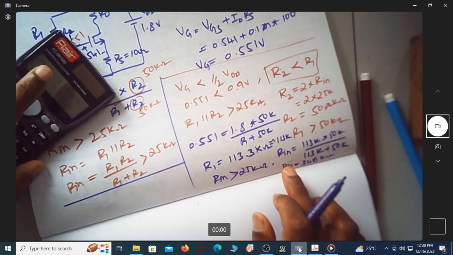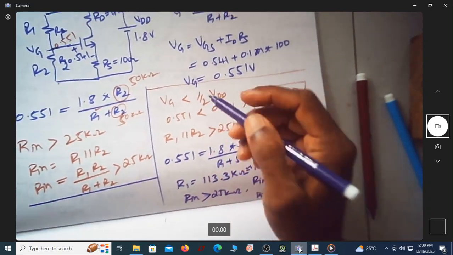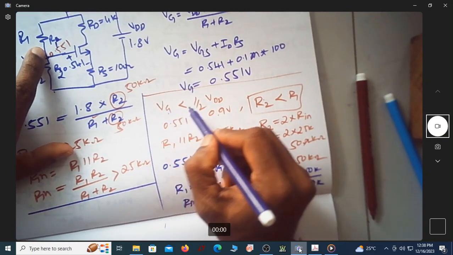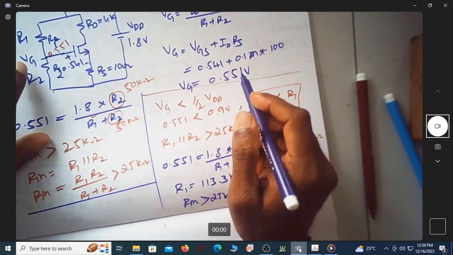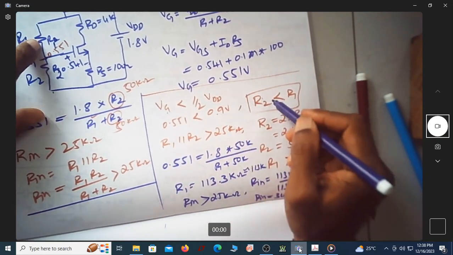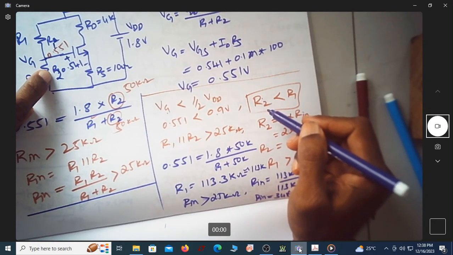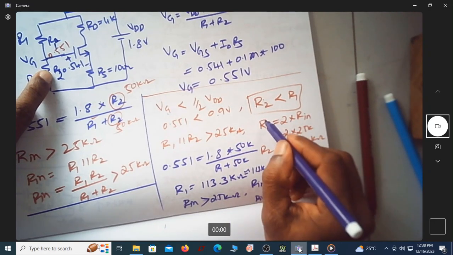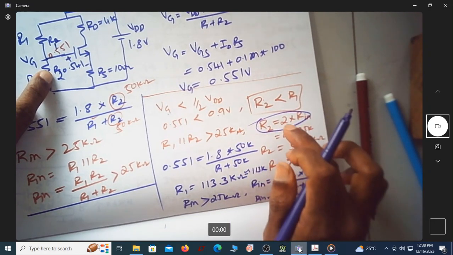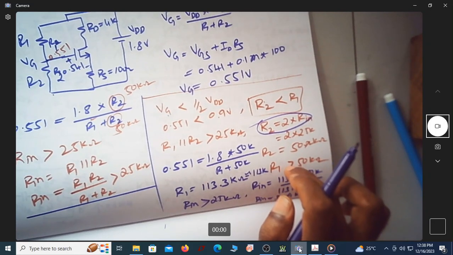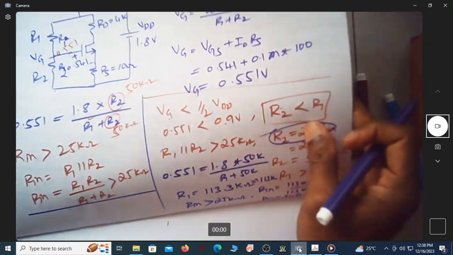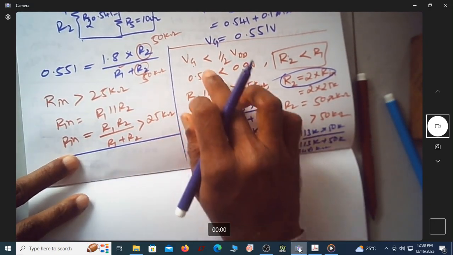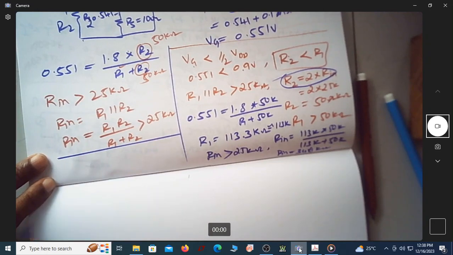So this is one way of finding the input impedance, where because we know the voltage that is required is less than half of VDD, so then R2 should be less than R1. Since R2 is the lesser resistance, assume that to be more than twice the input impedance. So with that assumption, we actually found out R1. Then let us find, is there any other possible way of doing this? Suppose you find this difficult, what is the other possible way?